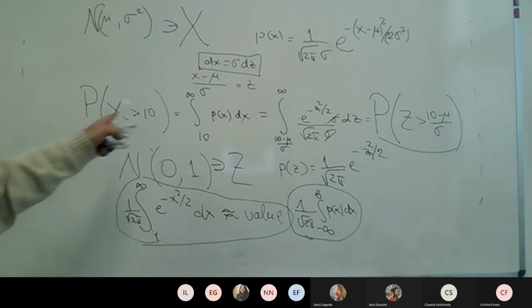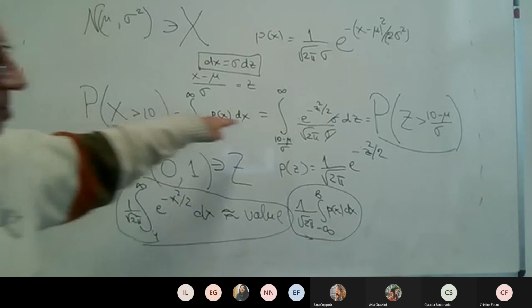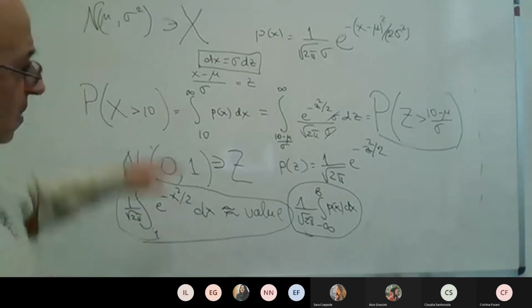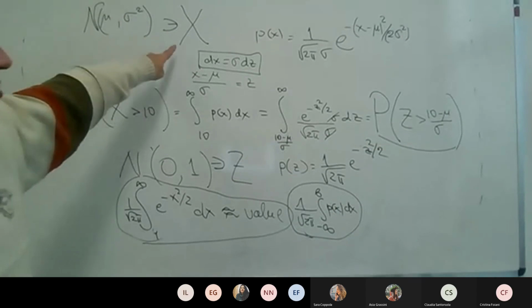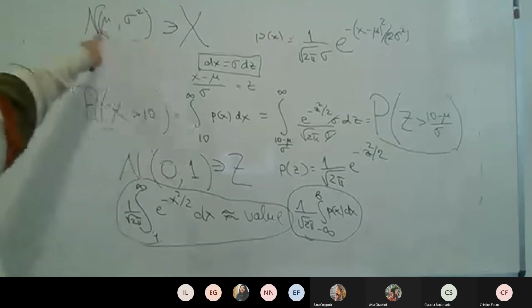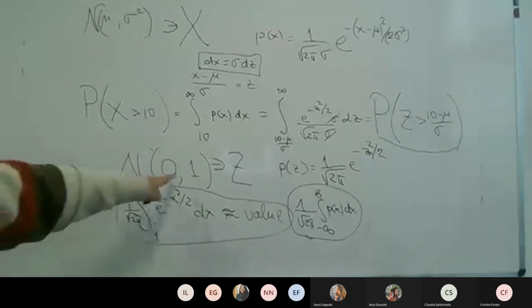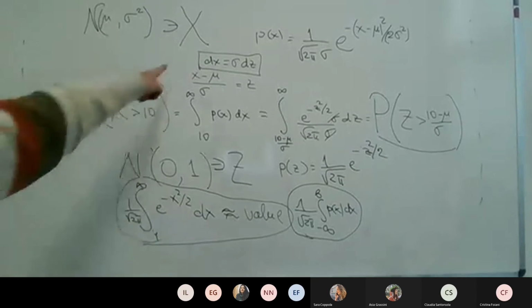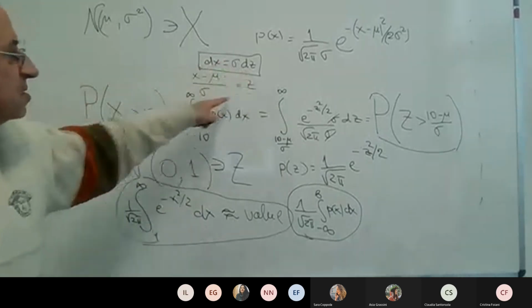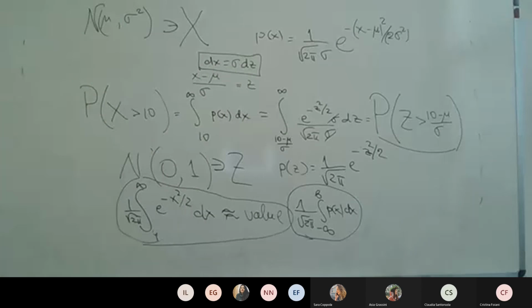It is clear that this calculation can be generalized, but before doing this, let me ask you: in this example, is it clear what we are doing, how we switched from the normal distribution with parameters mu and sigma squared to the standard 0, 1 normal distribution? The effective part is this change of variable.